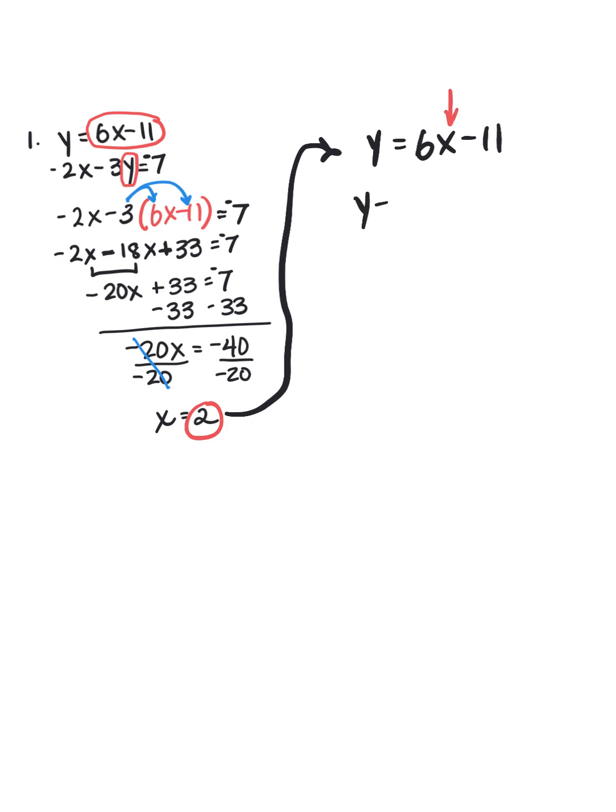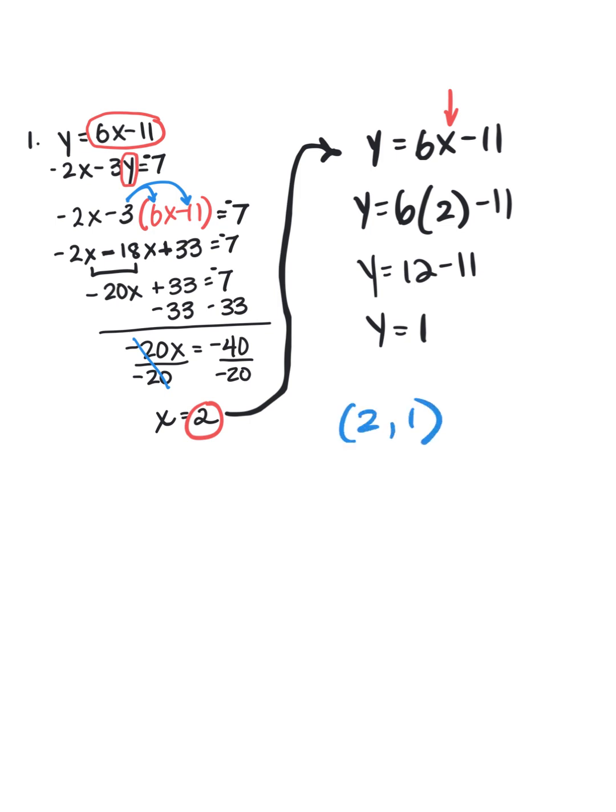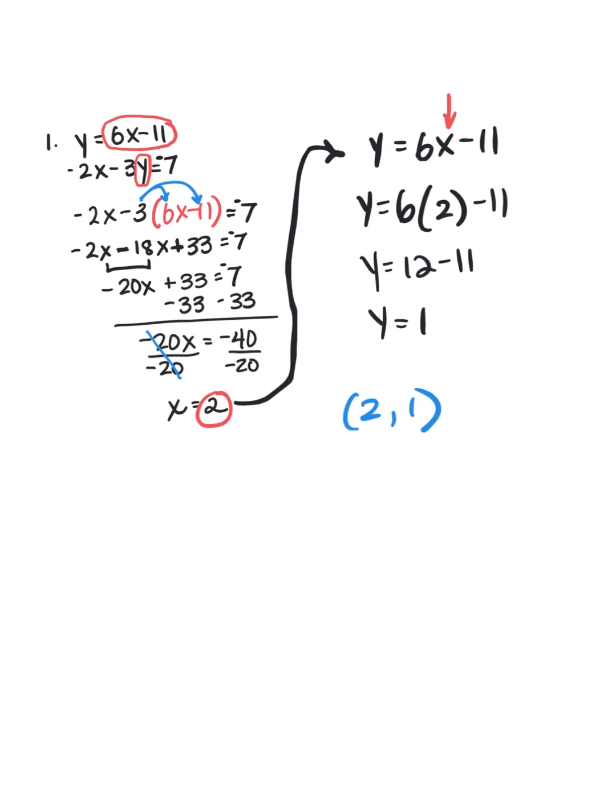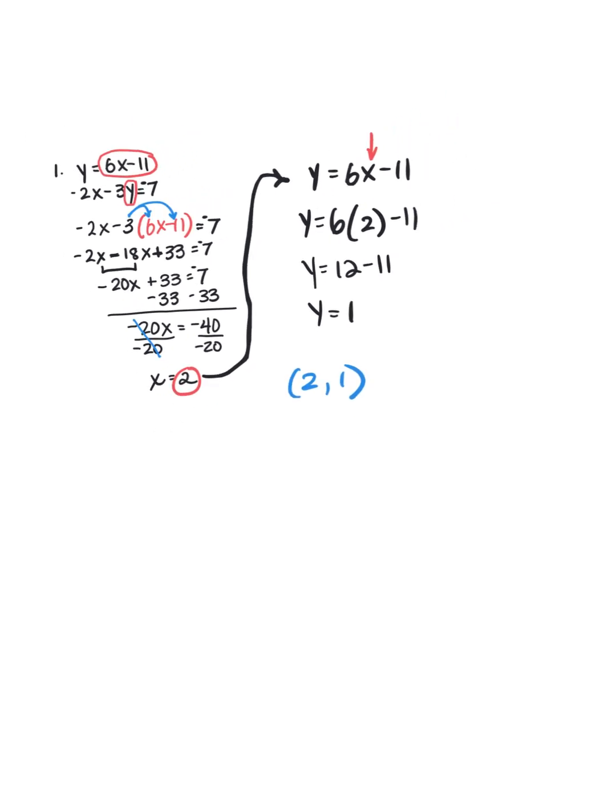So I'm going to take y is equal to 6 times 2 minus 11. 6 times 2 is 12, and 12 minus 11 is 1. So there's our answer, right? We've got the x is 2 and the y is 1. And now we need to check, because you know what happens if you don't check. Woo, terrible things happen.